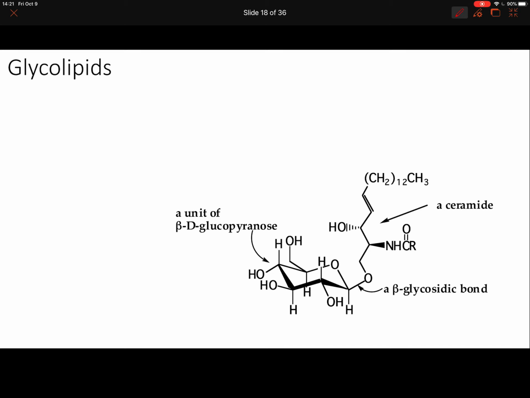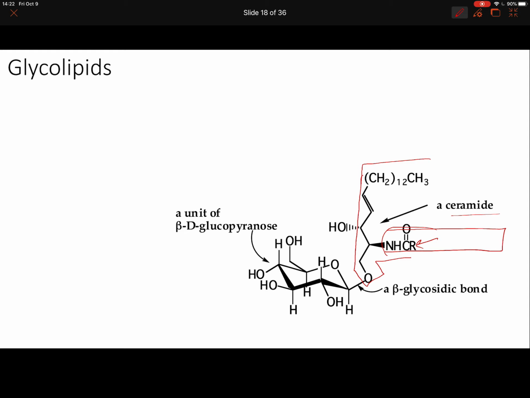The molecule I've got on this screen is a glucocerebroside. So it's a cerebroside that contains a glucose. And you can see here is the sphingosine, right? It's got an R group right here, so it's got a fatty acid on the amine, so it's a ceramide.